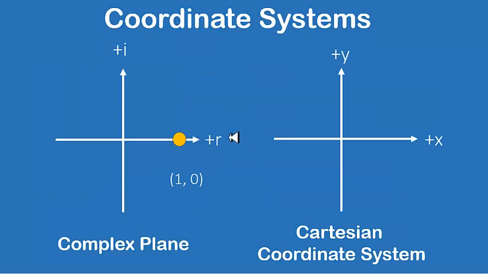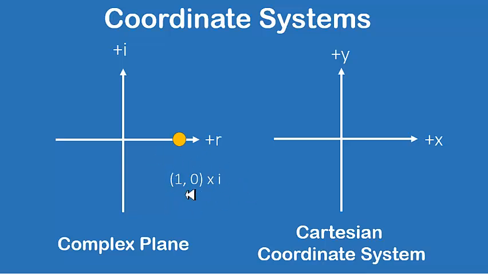So what we're going to do here is place a point in the complex plane at the position 1, 0. What that means is the real component is going to be 1 and the imaginary component is going to be 0. Okay, so now what we're going to do is multiply this point by i.